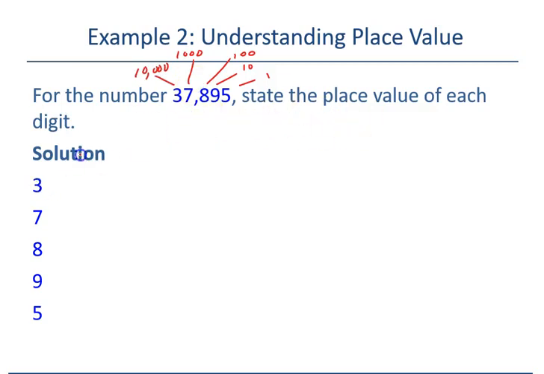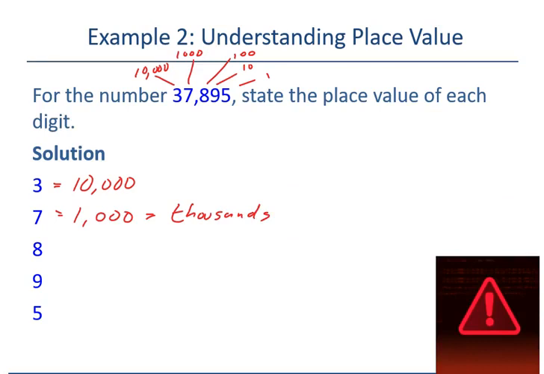Solution here is 3 is going to be in our 10,000s place. So I'm just going to put 10,000 there. And how about the 7? Well, 7 is going to be in the 1,000. And we want to continue this on here. You can just put thousands, and that's a DS at the end. Get rid of this.